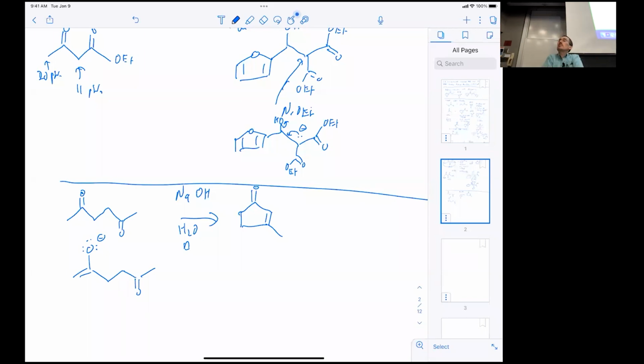So in these types of equilibrating base conditions, protons come on, protons go off, protons come on, protons go off. You have some equilibrium concentration of the enolate on the methyl side. That enolate is now poised to attack that carbonyl group intramolecularly, like so.